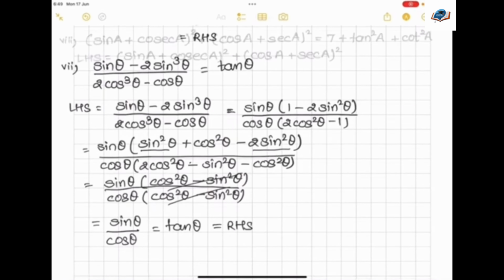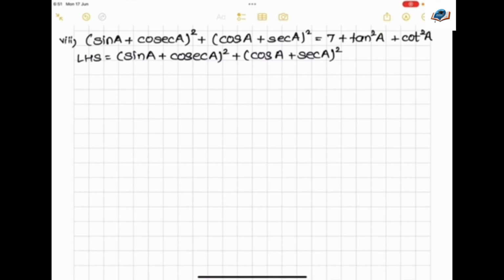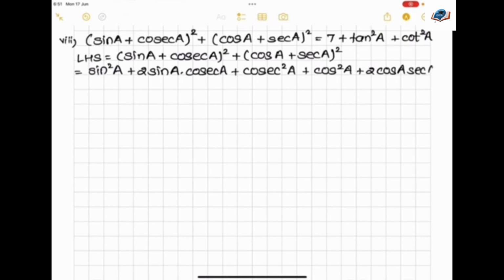Now eighth one says (sin A plus cosec A) whole square plus (cos A plus sec A) whole square equal to 7 plus tan square A plus cot square A. Now I have taken the LHS. First I am using the formula (A plus B) whole square. So sin square A plus 2 sin A cosec A plus cosec square A plus, same way there also I am using the formula, cos square A plus 2 cos A sec A plus sec square A. So now see, sin A and cosec A will get cancelled and cos A and sec A will get cancelled. So that I am cancelling.